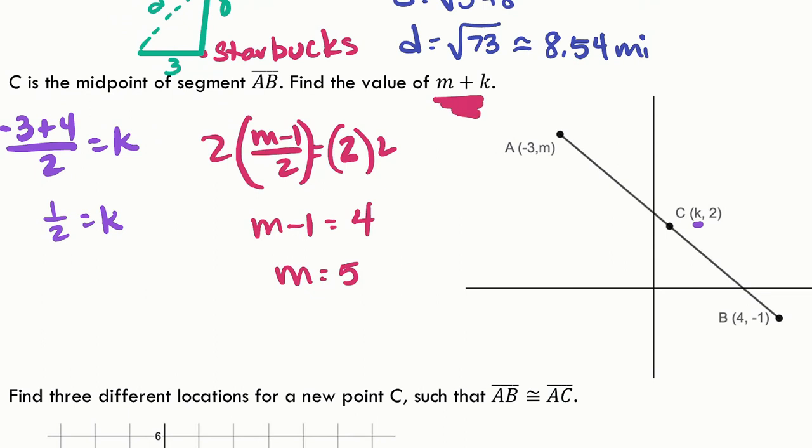And so they're asking us to find m plus k. Is 5 plus 1/2, so you could call that 5.5. You could call it 5.5, whatever, it doesn't matter. In this class, I'm not super picky about if you do fractions or decimals. I'm fine with either one.